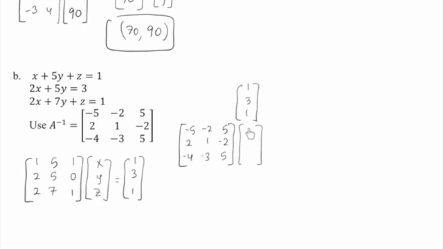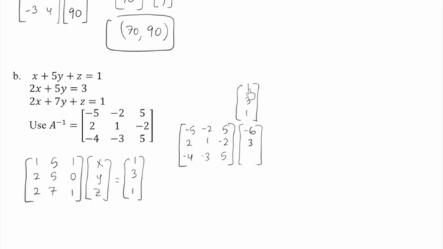Okay, so this entry is a combination of that row and that column. So this makes -5, that's -6, and that's +5. So -5 plus -6 is -11, plus 5 is -6. Now here we're going to combine this row to that column. So 2 times 1 is 2, 1 times 3 is 3, and -2 times 1 is -2. So we have 2 plus 3, which is 5. 5 plus -2 is 3.